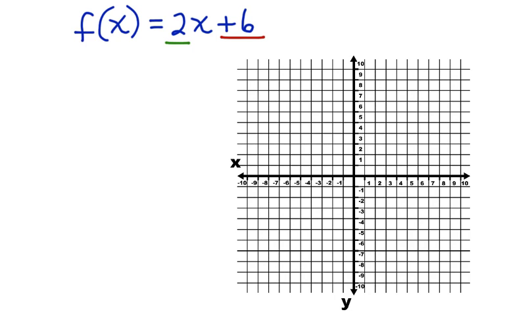We start by graphing the y-intercept. Now we graph the slope. And finally, we can draw in our line. Here is the graph of the function 2x plus 6. And with this, our work is complete.